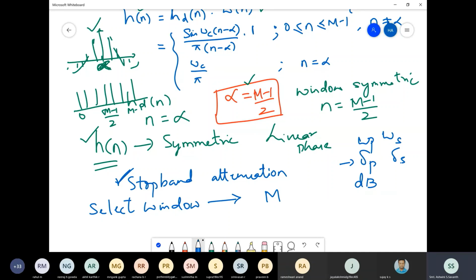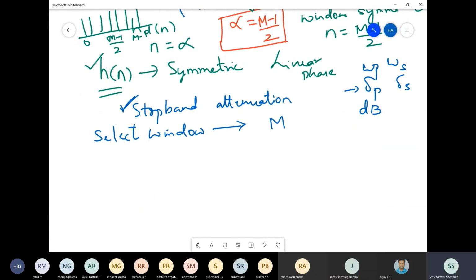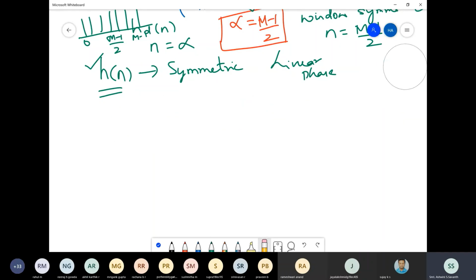So I'll just give you a table here, where we have the stop band attenuation and the value of m that can be selected using each window. So this table needs to be referred to, and you have to choose the window according to that. So let us just list the windows. The name of the window, what the window is, and each window will give you a different transition width.